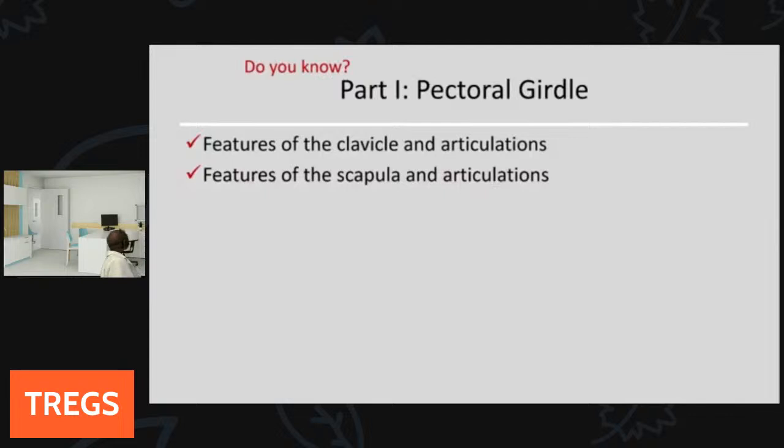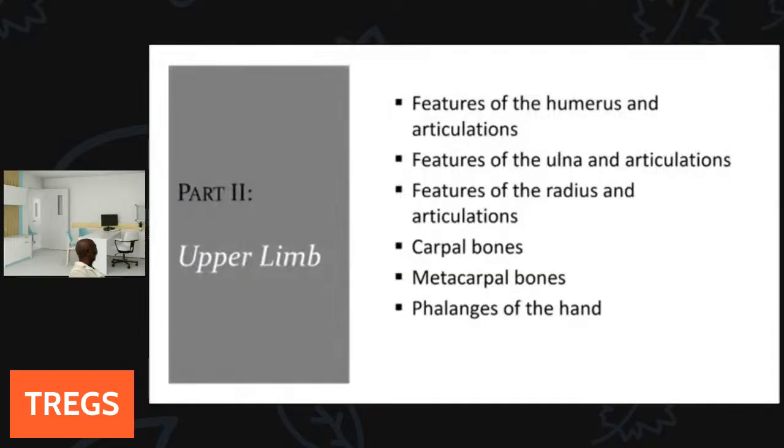For the pectoral girdle, you should know the two features of the clavicle and what it articulates with, and you should know the features of the scapula and its articulations, as well as using the proper terminology when identifying these on an image. Now we'll move on to the upper limb.